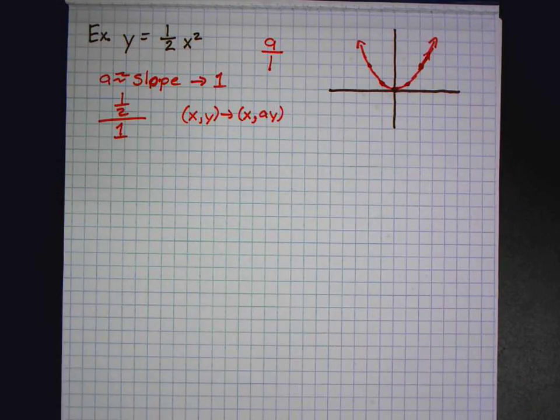Over 1. So you always move to the right 1 and up a. So we moved over 1, up 1/2. Or the other way you can think of it is take all your y values of our original equation and take them times 1/2. That works with all your parent functions, all of them, if they were in this form.